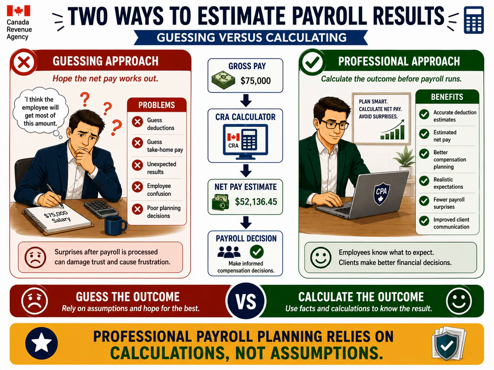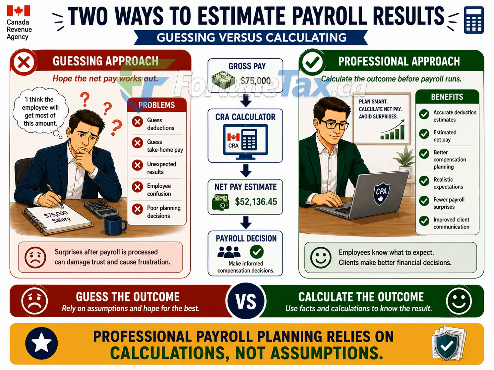Notice the problems listed on the left side. Deductions are guessed rather than calculated. Take-home pay is estimated rather than verified. Unexpected payroll results become more likely. Employees may be confused by the amount they receive, and compensation decisions may be based on incomplete information.